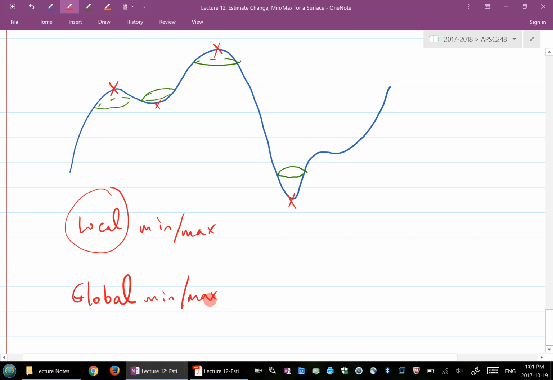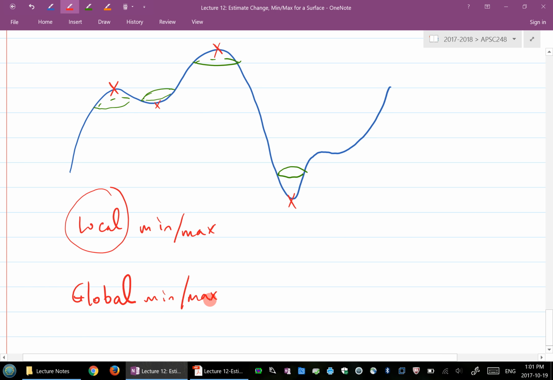So the information about the global minimum and global maximum can be generated if you have the information for the local minimum and local maximum. Then you'll inevitably get the global min and global max. Okay.